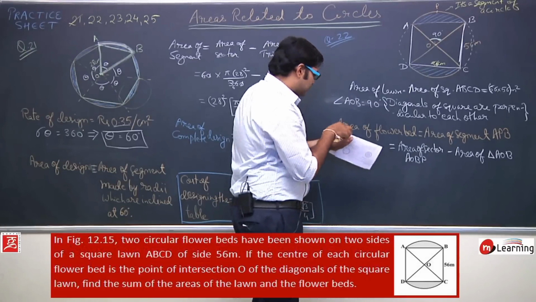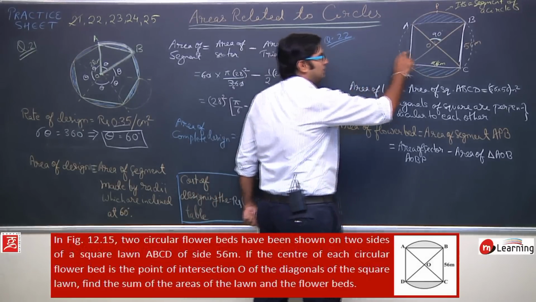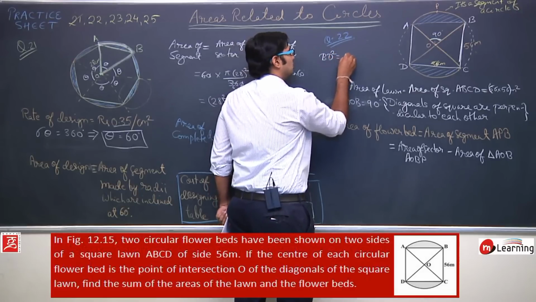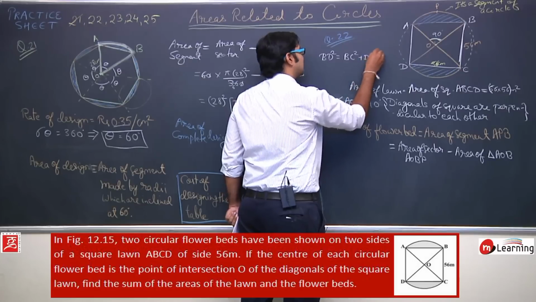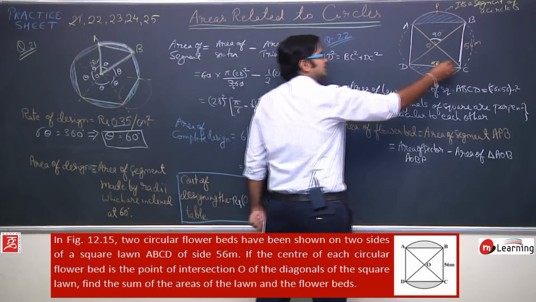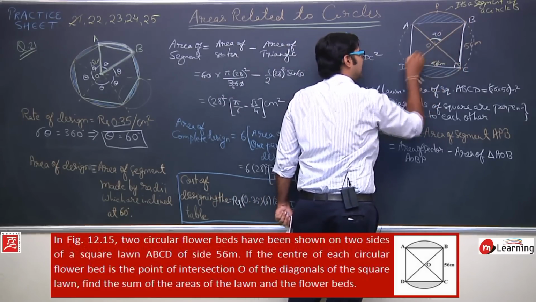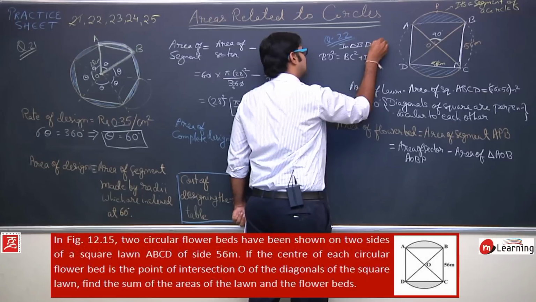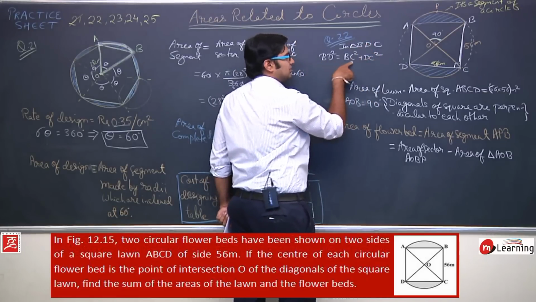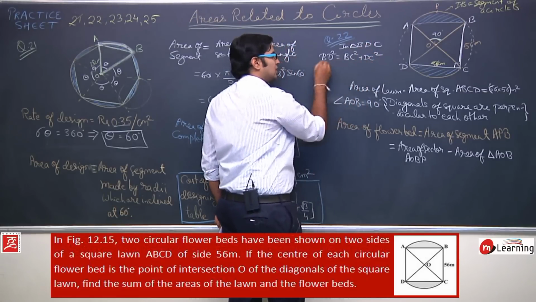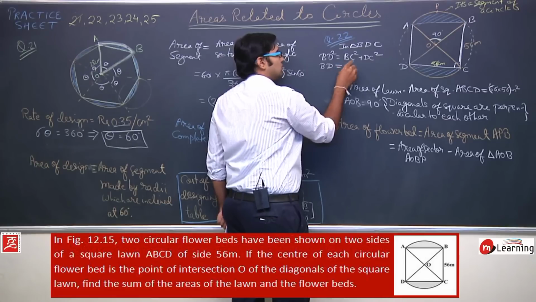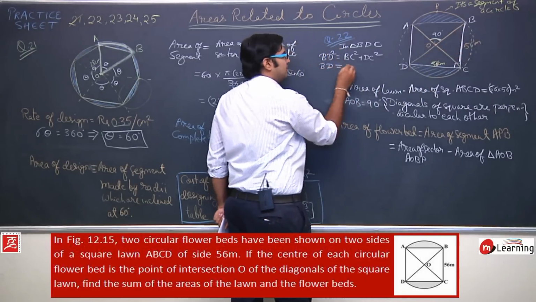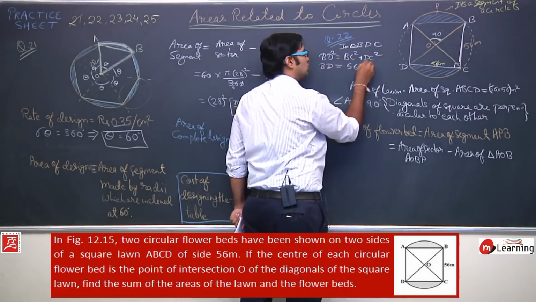If I talk about the length of diagonal BD, then BD square is equal to BC square plus DC square. Why? Because this angle is 90 degrees in triangle BDC. In triangle BDC, BD square is equal to BC square plus DC square. BC and DC are both equal, so BD will be equal to 56 root 2.